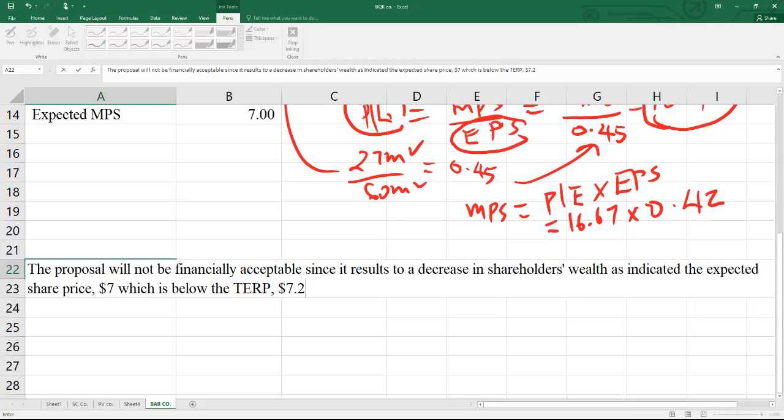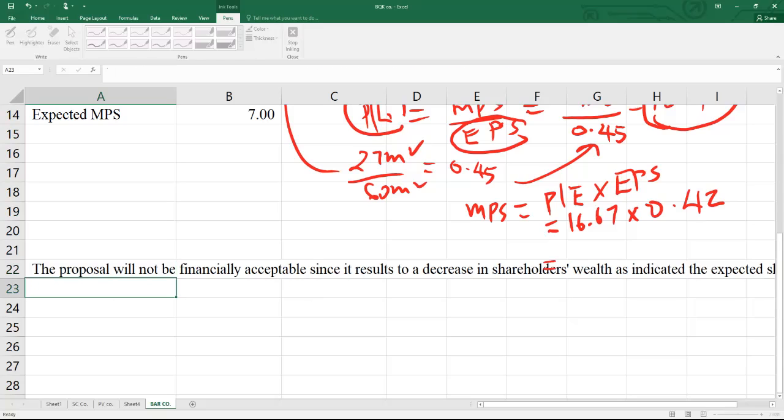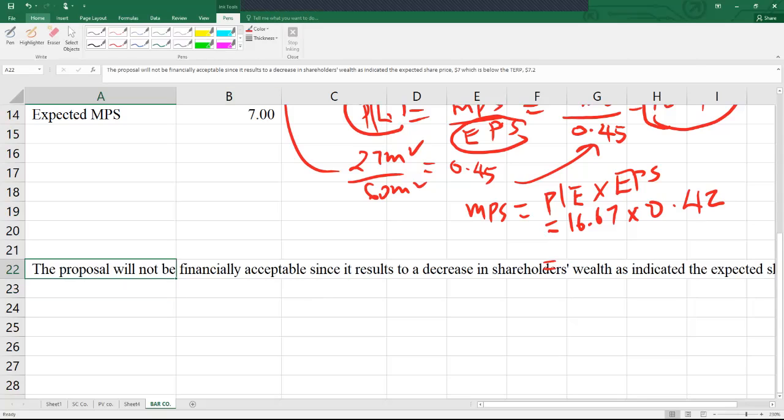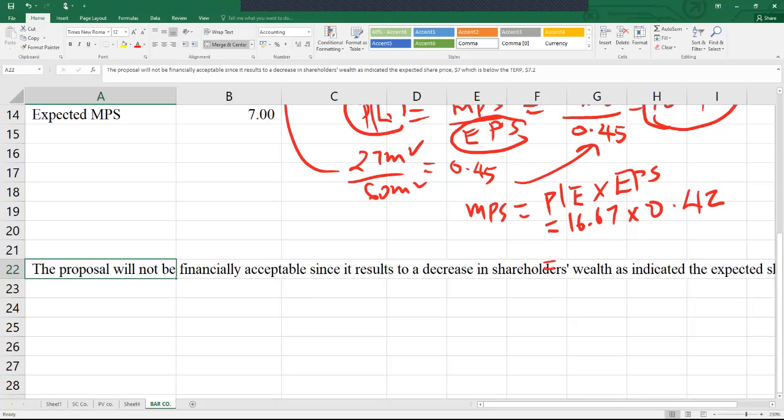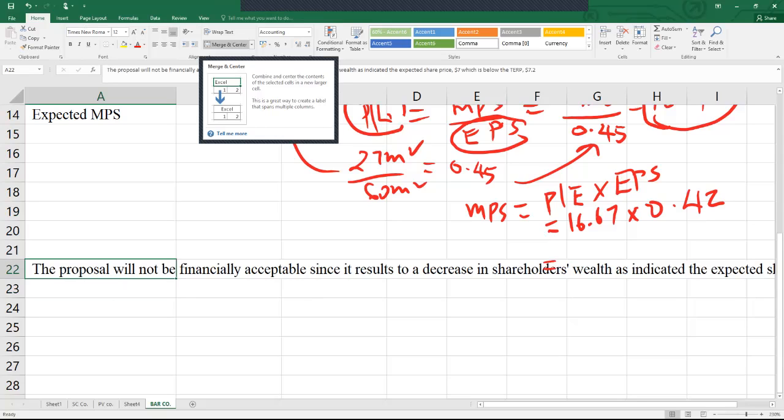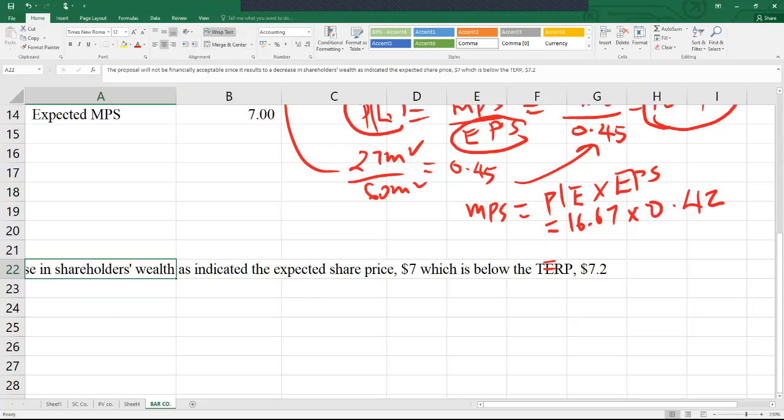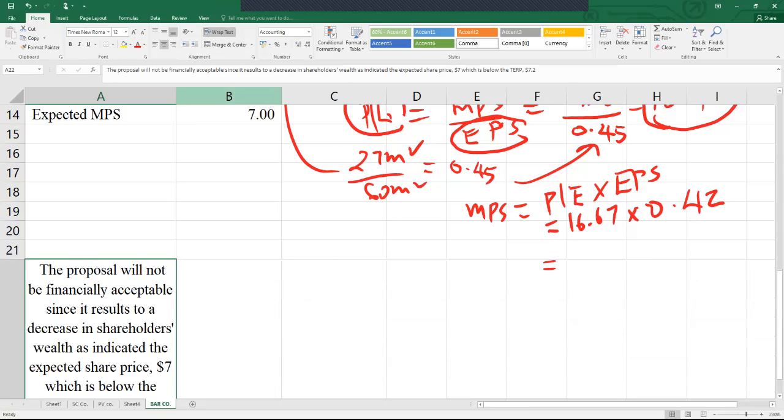Okay, that's the effect of this proposal on the wealth of shareholders. Therefore, this is not a good proposal. Why? It results in a decrease in the wealth of shareholders. Don't forget, if the share price was 7.2, the wealth of shareholders remained constant. Otherwise, it is not a good proposal.